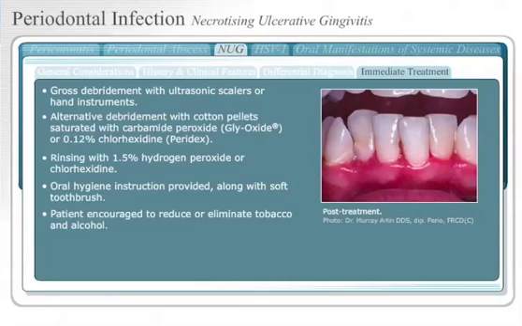The patient should be encouraged to avoid tobacco and alcohol. An analgesic can be prescribed for pain. If malaise, fever, lymphadenopathy, or other systemic involvement is present, antibiotics can be prescribed.